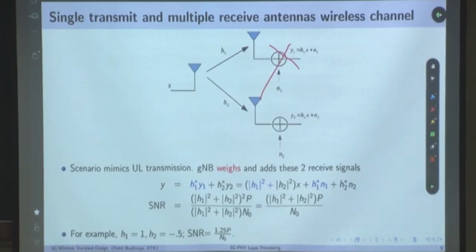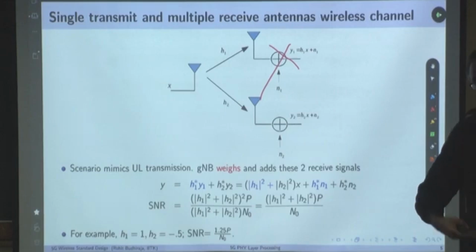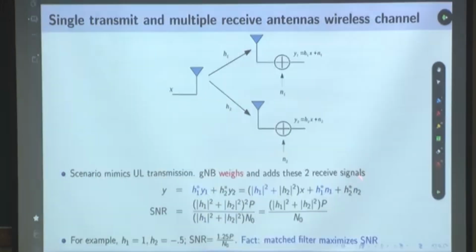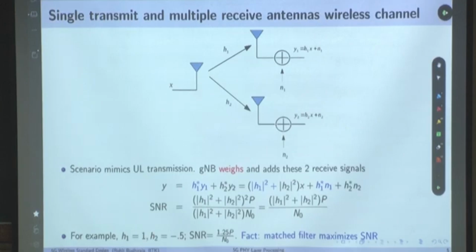So, this is one case, we consider this as uplink. There are two receive antennas and one transmit antenna. This is uplink, your mobile to base station. Before we go there, this is called match filtering, and match filtering is the best operation to do. It maximizes the SNR. You cannot have an SNR greater than this. You can prove it using the basic Cauchy-Schwarz inequality. We are not going to do that. So, this is the best operation you can do.